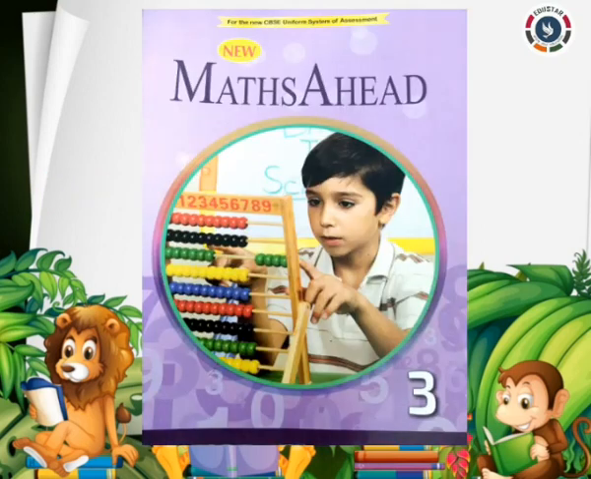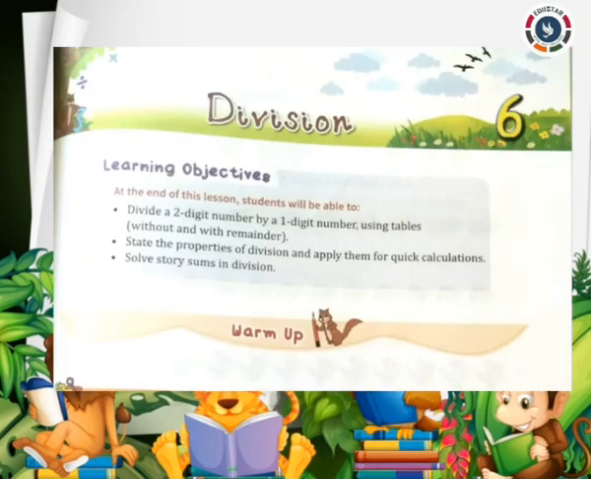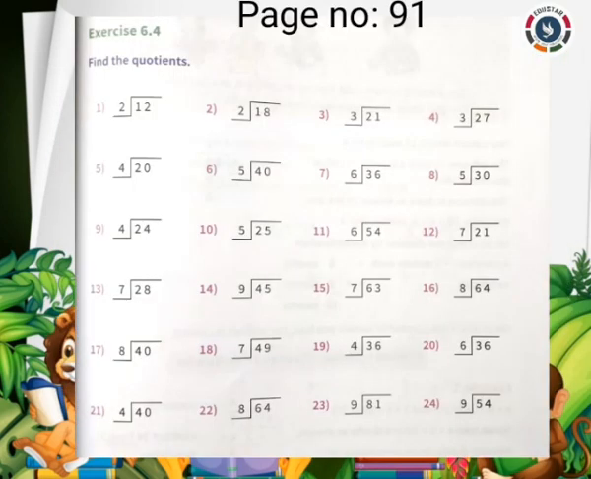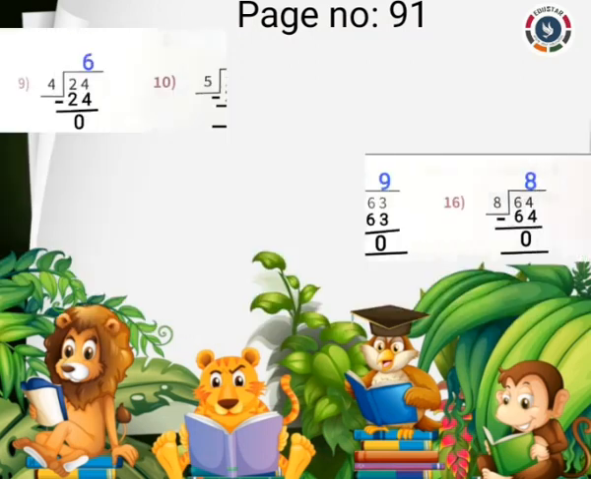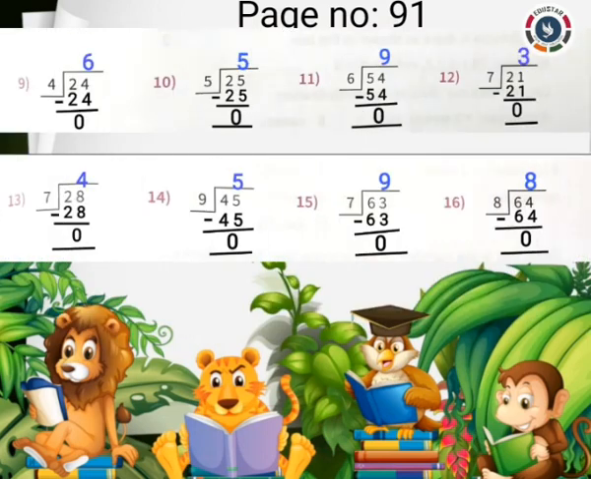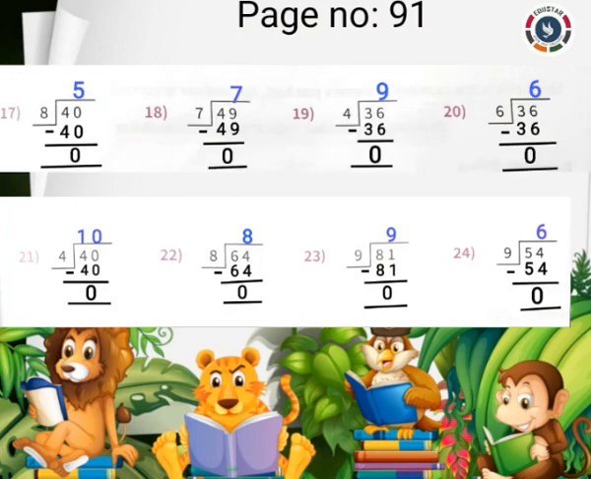Okay, now take your math book. Take lesson 6 division. Turn page number 91. See this exercise 6.4. Find the quotients. Here totally 24 sums given. Very easy. Just say the tables and find the quotients. And remember, write the quotient above the dividend in ones place. And we won't get any remainder in these sums. After completion, you can check your answers with this.